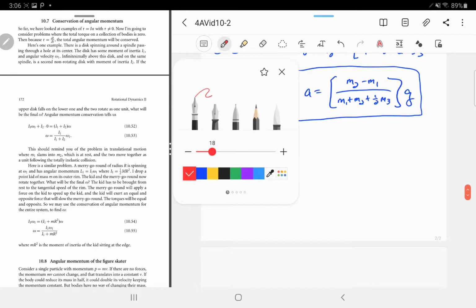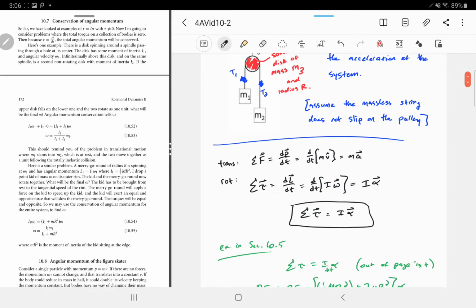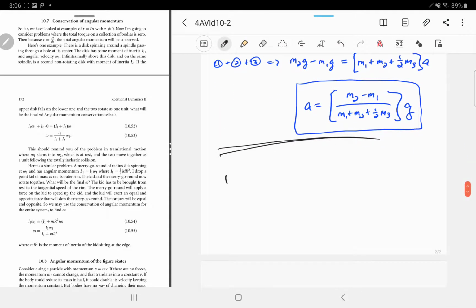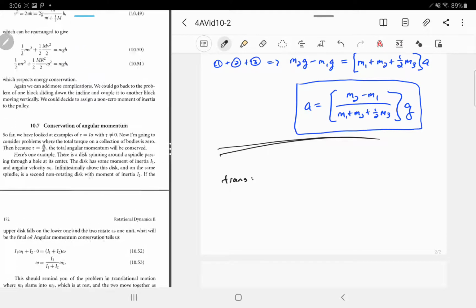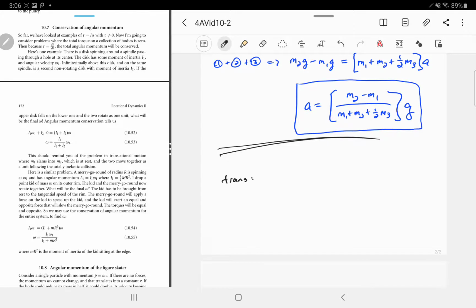Okay, conservation of angular momentum. So again, I'm going to write down the translational and rotational versions of some things. So the translational version of momentum, or what led to conservation of momentum. See how the title of this section is called Conservation of Angular Momentum? Let's try and guess what the conditions are for when angular momentum is conserved.